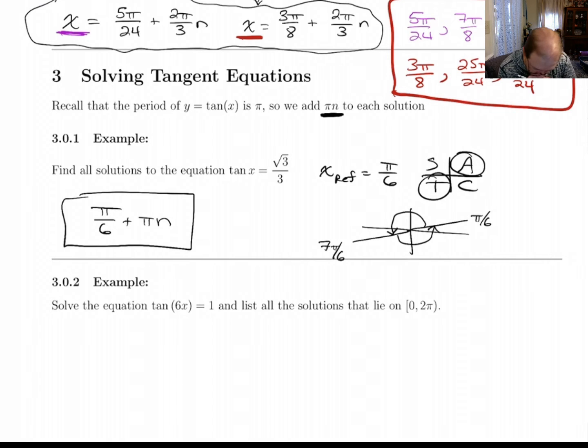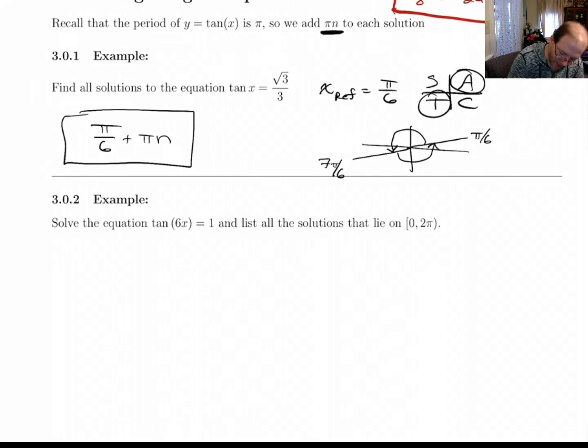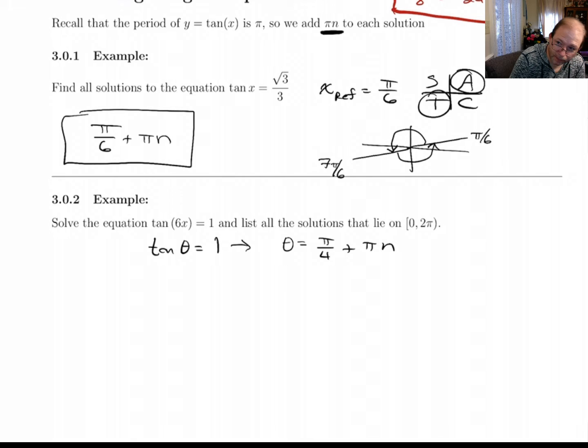All right, let's look at this next one. Solve this equation and list all the solutions that lie on 0 to 2 pi. All right, so first up, let's rewrite this as tan theta is 1. And what's that get us for solutions? It gets us theta is pi over 4 plus pi n. So that's all of our solutions.